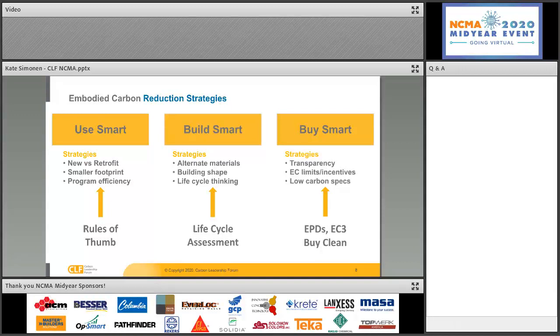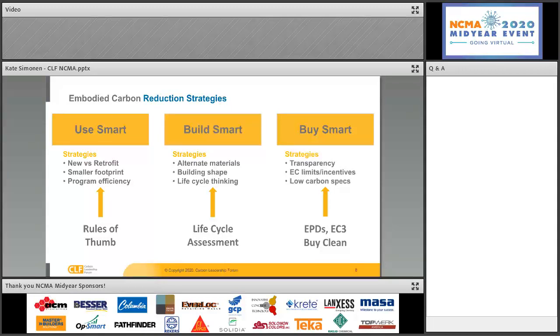If you're looking into the buy smart method, this would be when you're trying to choose between two suppliers of the same thing. So I know I want to make a concrete masonry building, but I'm interested in having the lowest embodied carbon concrete block system that I can have.